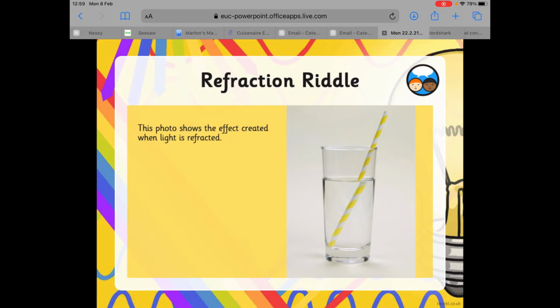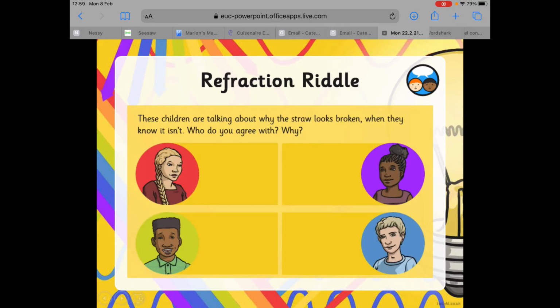So you might have seen this before, and if you haven't, try this at home. Put a straw or a pencil or something that you'll be able to investigate this into a glass of water. And this photo shows you the effect that is created when light is refracted. So what do you think is happening? Just pause the video, have a think for a moment, maybe talk to somebody at home.